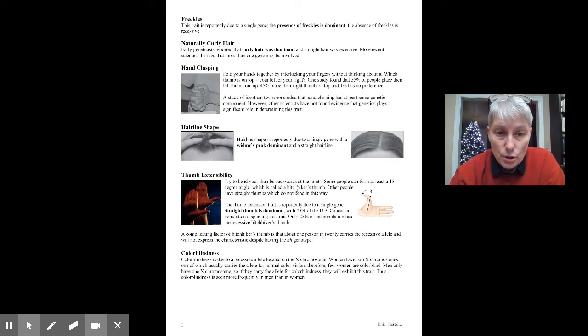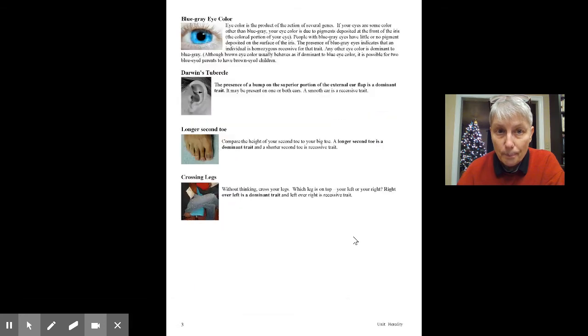Colorblindness is a trait that is linked on the X chromosome. And women have two X chromosomes and men have an X and a Y chromosome. So if you are colorblind, and we've had some people in class, you most likely inherited it from your mother. And they would be colorblind, probably because they get it from their mom. Okay, blue, gray, eye color. We all have different eye colors. Mine are kind of hazel.